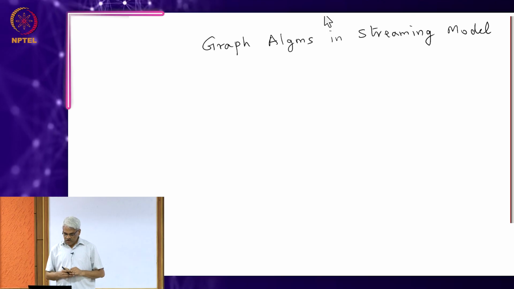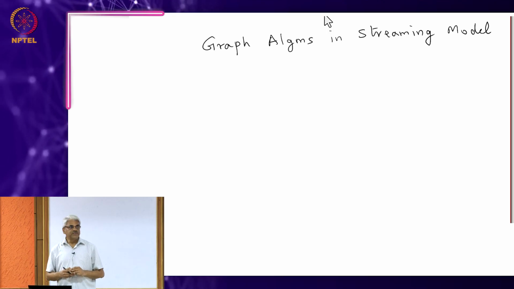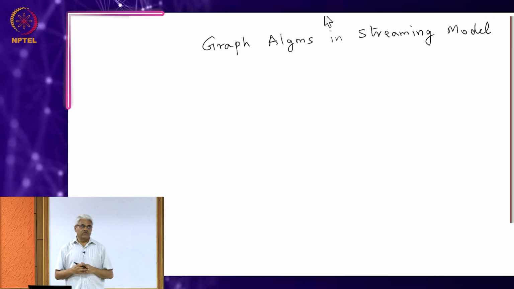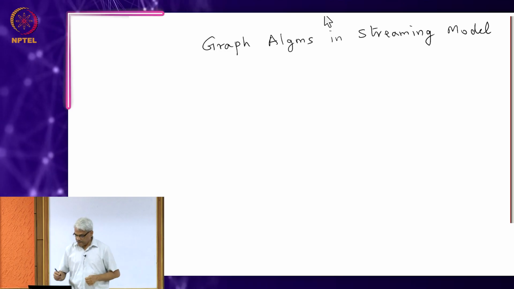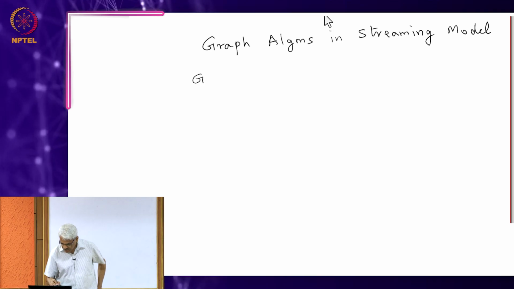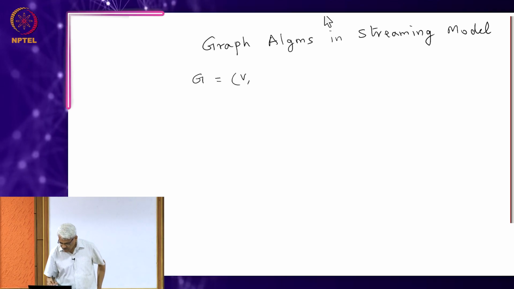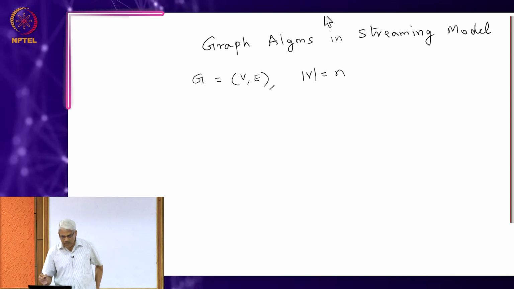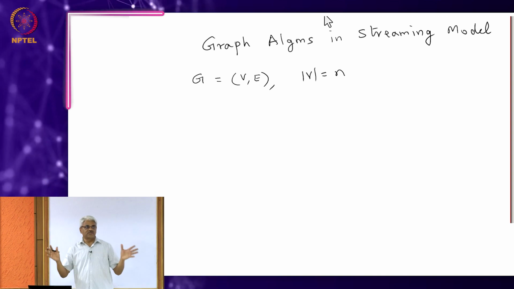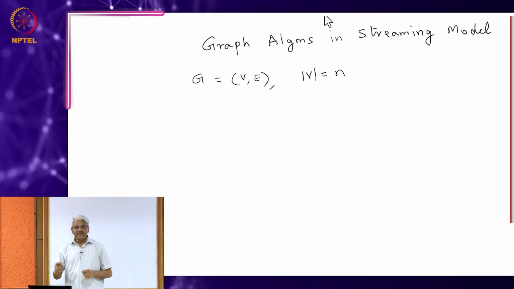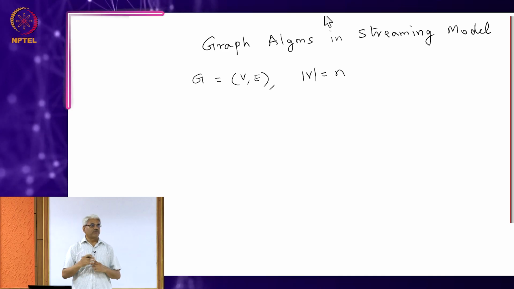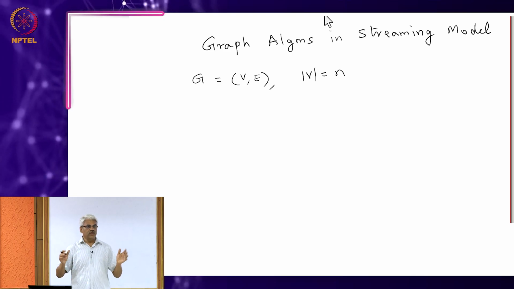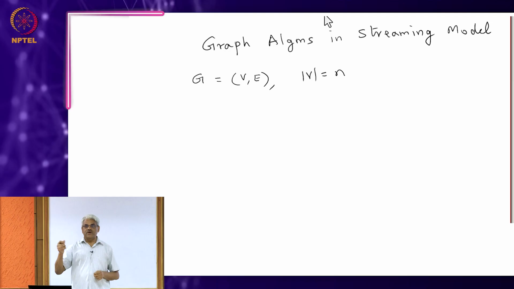So today our object is going to be a graph, and let's say it has n vertices. Everybody knows, my algorithm knows, and it's told in advance. And then edges are coming in the stream. Okay, so that's the model we're going to have. There are n vertices, n is known, and edges are coming.